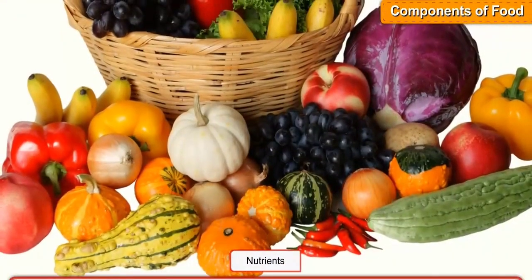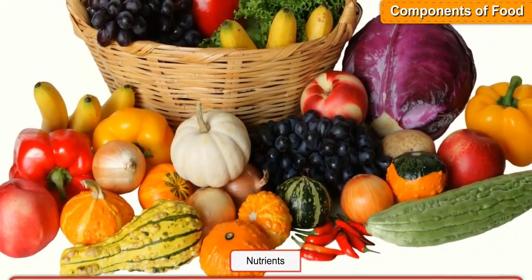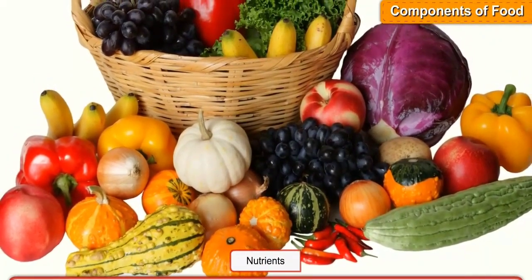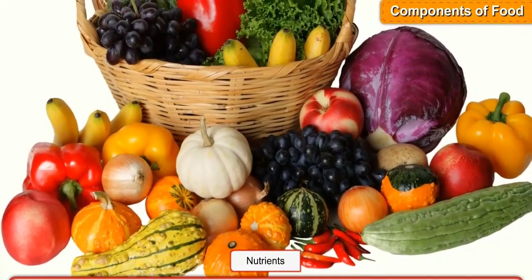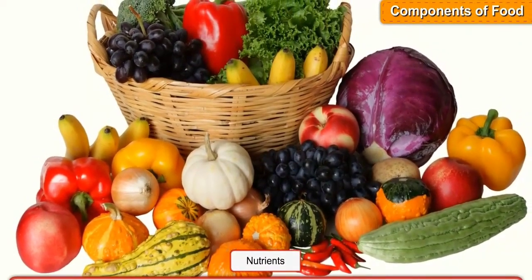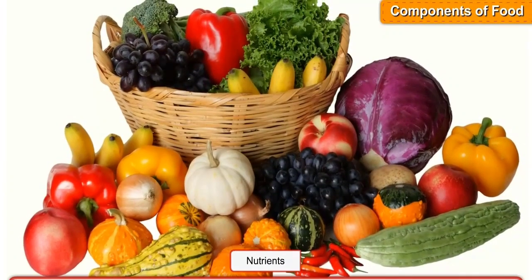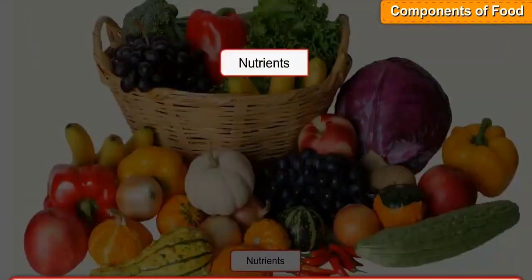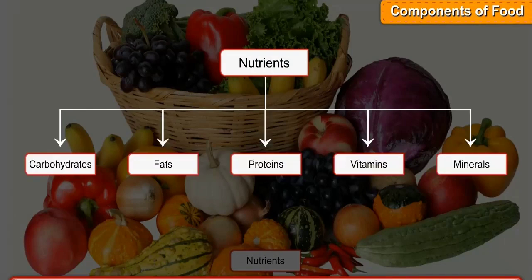Components of food. Food contains certain substances called nutrients. Nutrients give energy to our body. They protect our body against diseases and help in its growth and development. There are 5 main nutrients in the food: carbohydrates, fats, proteins, vitamins, and minerals. Our body needs all the nutrients in right amounts.